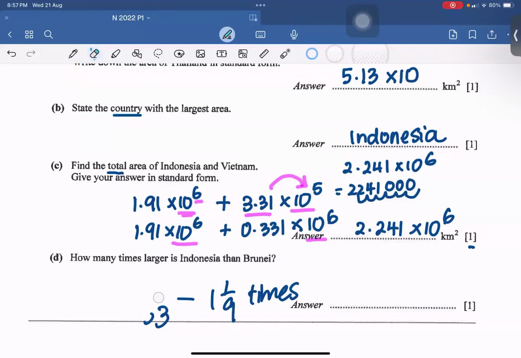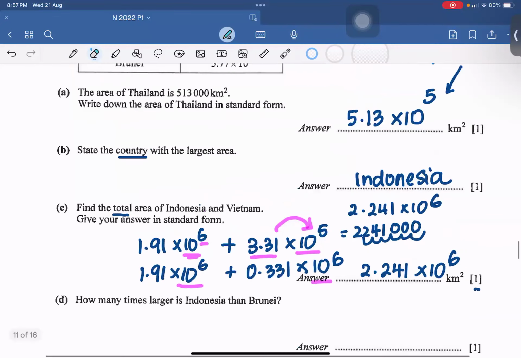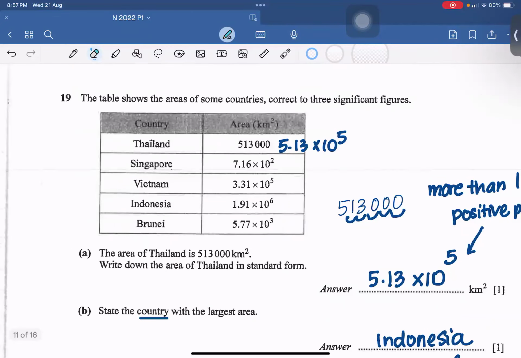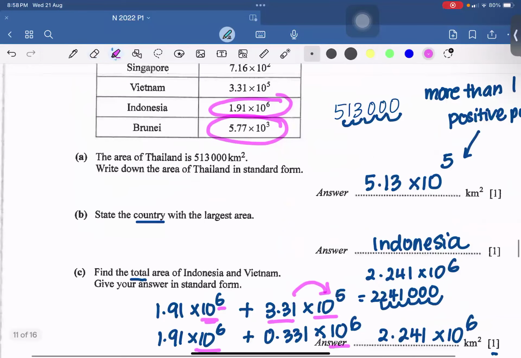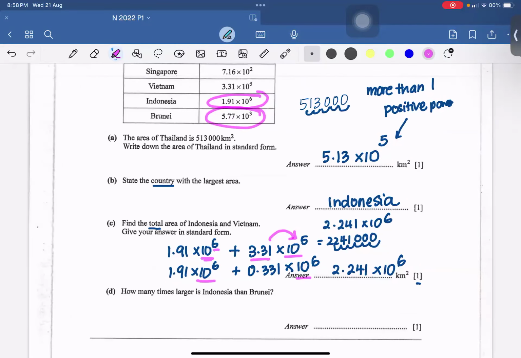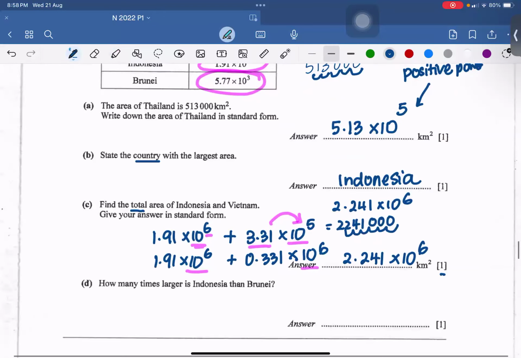So if the question now is, how many times larger is Indonesia than Brunei? That means Indonesia is larger than Brunei. So Indonesia is the larger one. What do I need to do? How many times larger? Divide. Which one divide by which one? Indonesia divide by Brunei. Correct. Take the bigger one, divide by the smaller one.